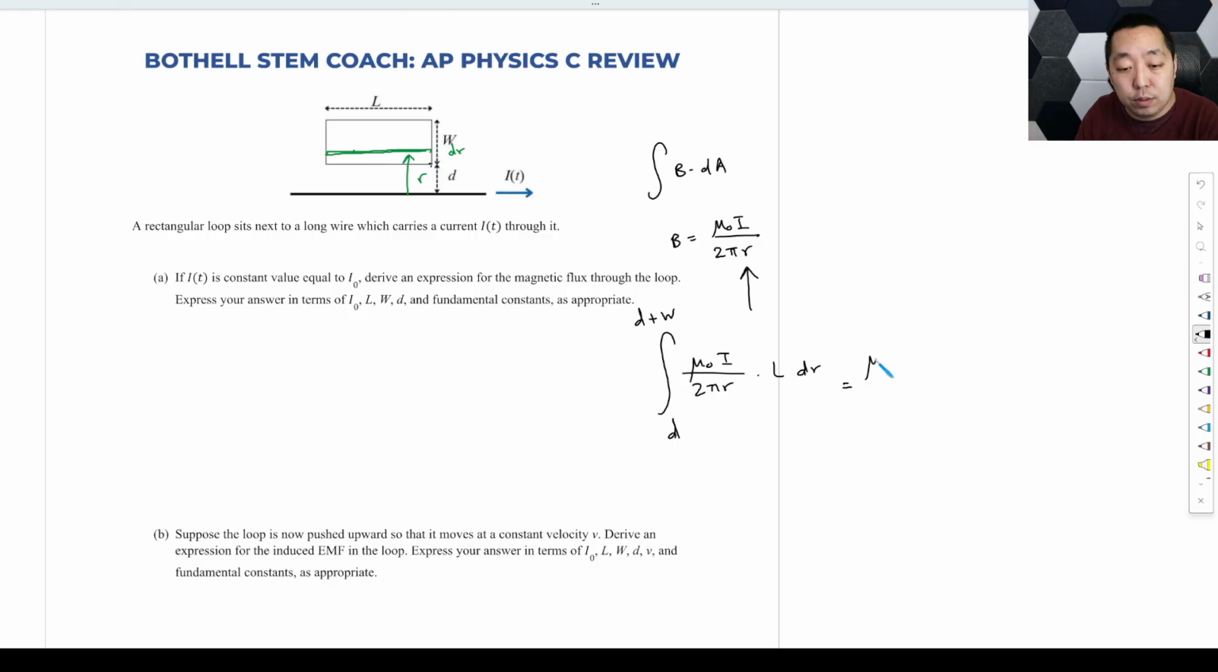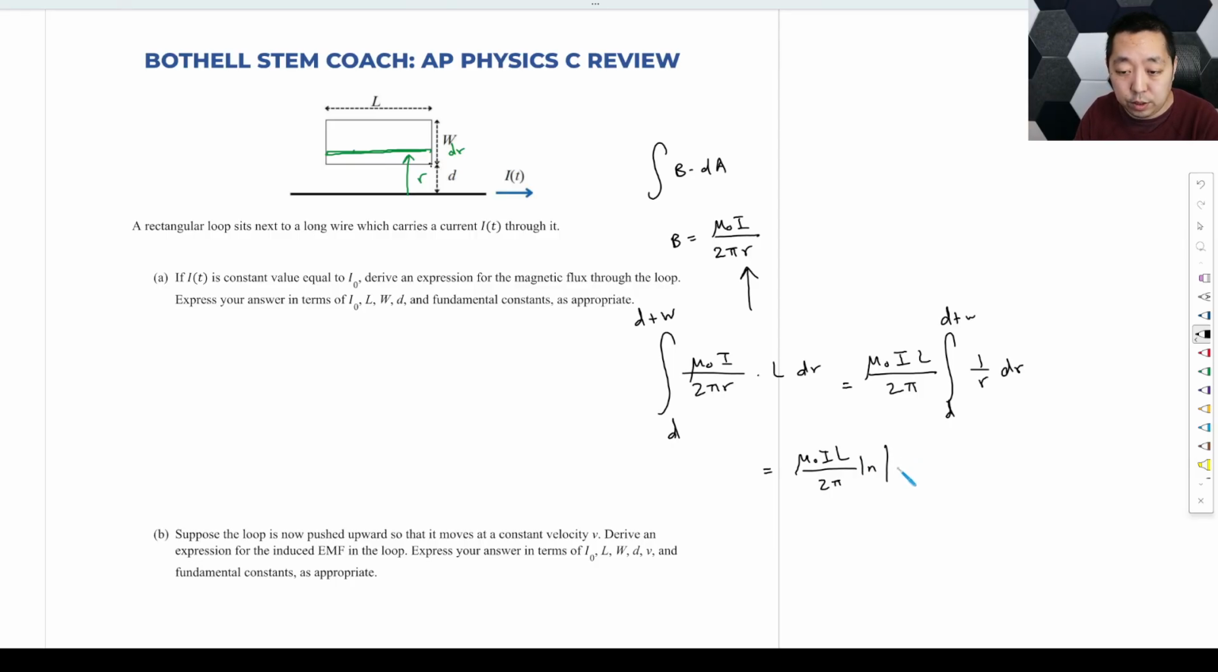Now, we're going to pull out everything that's a constant. The L is a constant, the 2 pi is a constant, the mu naught, the I. And then we're just going to integrate from d to d plus w of 1 over r dr. The integral of 1 over r is natural log.